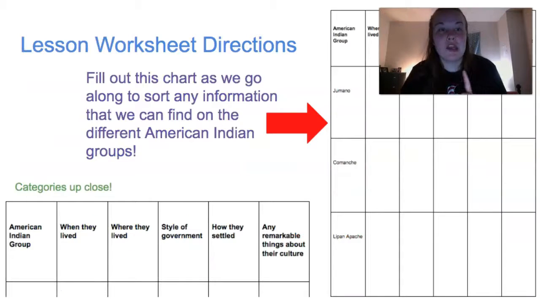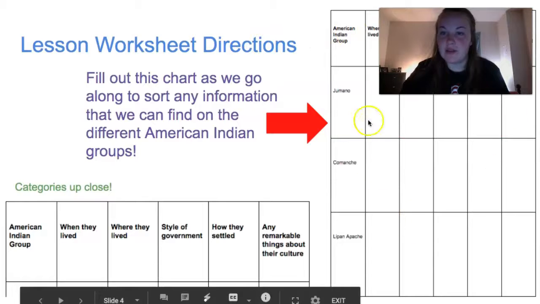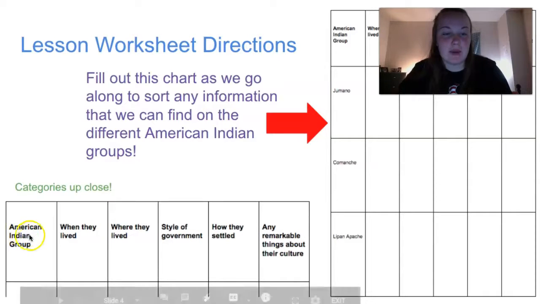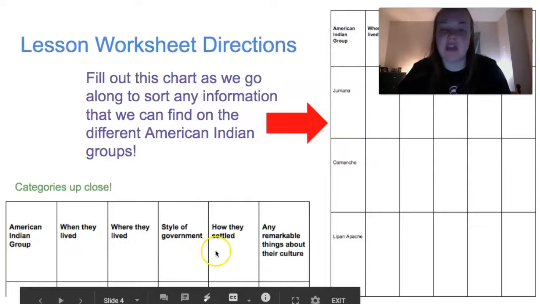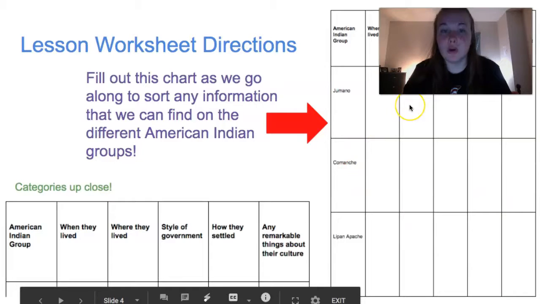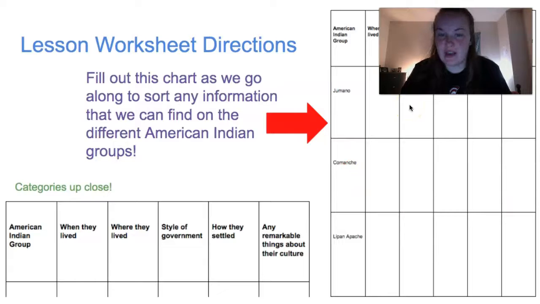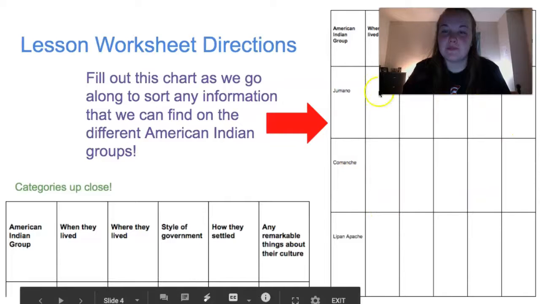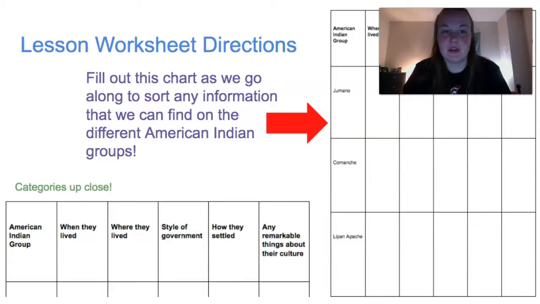So, in your Google Classroom on this assignment, there is a lesson worksheet that is attached. It's basically this big grid looking thing right here. Okay, and here are the categories up close so you can see what they are. It basically has the American Indian group, when they lived, where they lived, the style of government, how they settled, and any remarkable things about their culture. So, as we go along, you can fill out this chart, or you may use your own worksheet and take notes on each group as we go along, just to make sure that you note down everything in these categories.